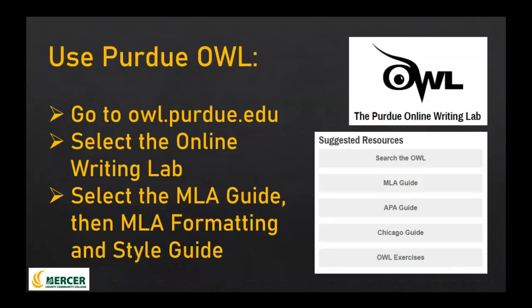The Purdue OWL website is a very extensive resource where you can find answers to all your citation needs. They offer examples of how to cite various types of sources, as well as general information about the MLA format, and whole sample essays that show correct MLA formatting. Simply go to owl.purdue.edu, be sure to select the Online Writing Lab with the logo shown here, and then scroll down and select the MLA Guide, then MLA Formatting and Style Guide.